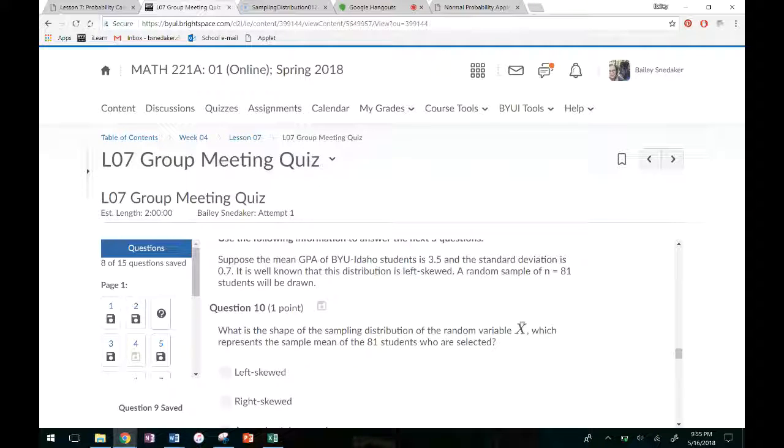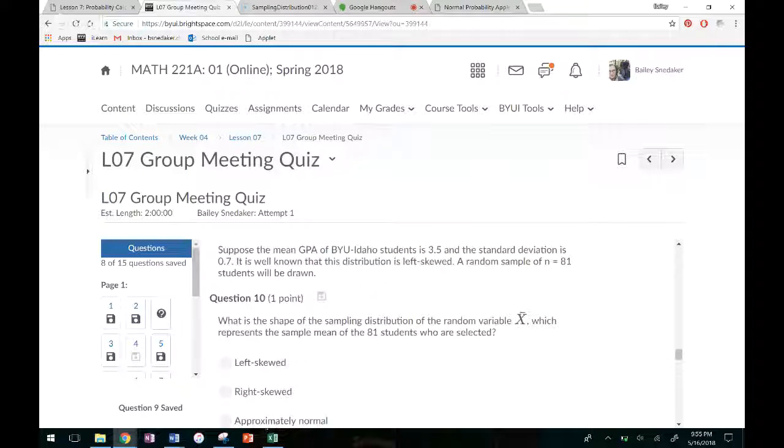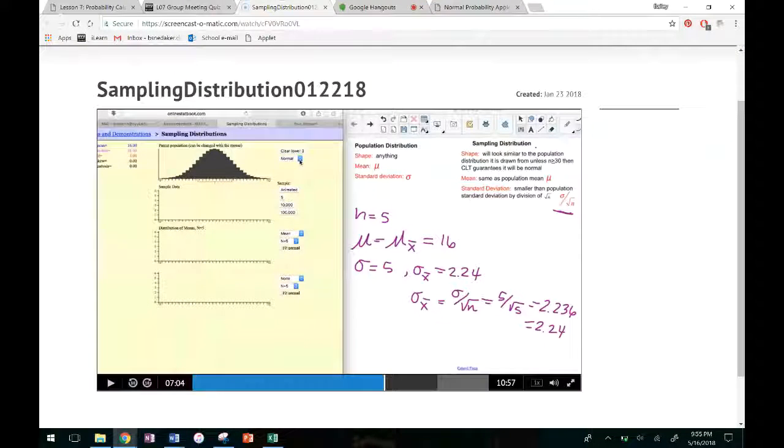Suppose the mean GPA of a BYU Idaho student is 3.5 and the standard deviation is 0.7. It is well known that the distribution is left skewed. A random sample of n equals 81 students will be drawn. What is the shape of the sampling distribution of the random variable, which represents the sample mean of the 81 students who are selected? Does that mean it's left skewed because that's what the answer already gave us? I think it's normal because the sample size is so big.